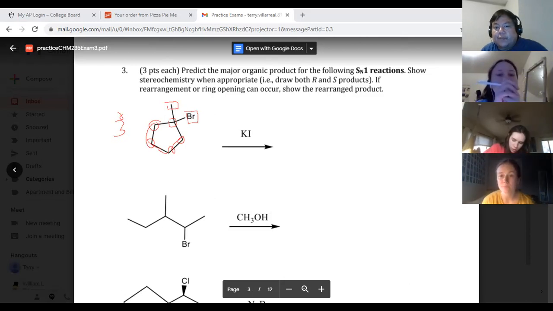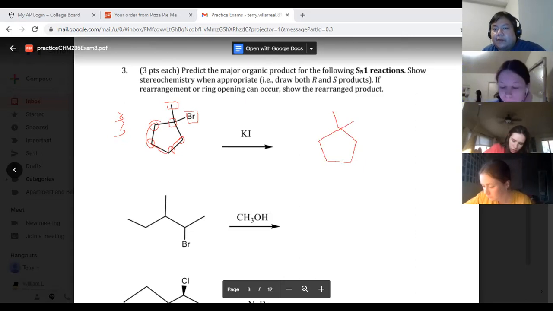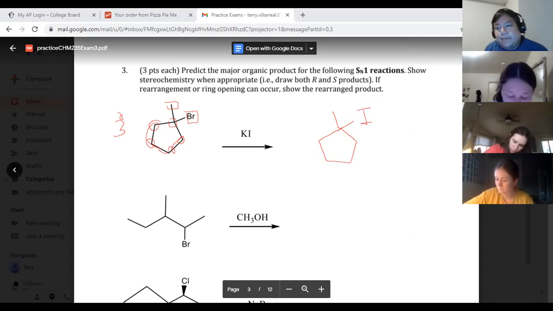So for this one, your answer should just be draw your 5-membered ring, hopefully a little bit better. And you're just going to replace your bromine with the iodine. And this should be your answer for that one. Does that make sense? So in this case, we kind of can eliminate that first step. But the next thing you always still want to do is check to see if it's a stereocenter and then go from there.